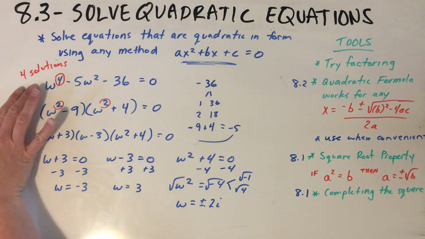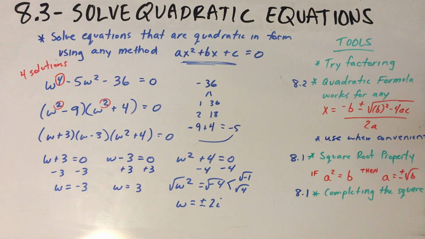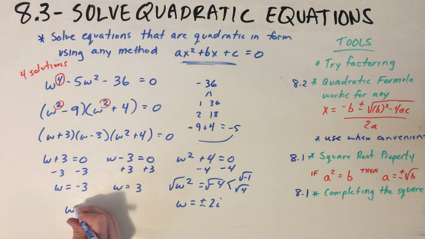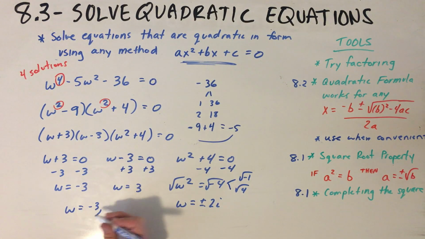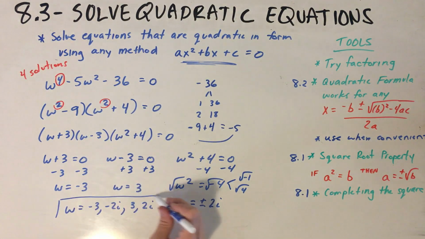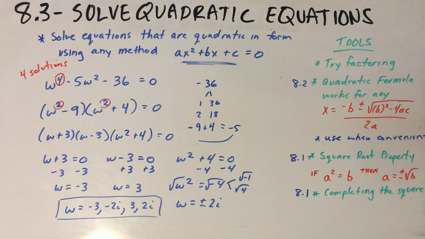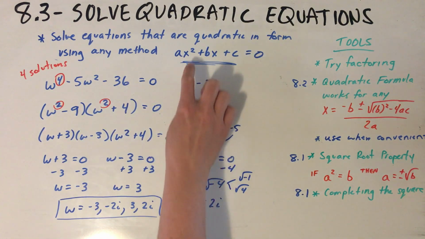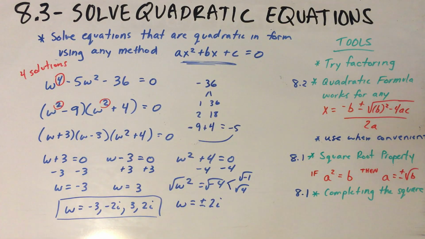So again, when we first started, we said we're going to get 4 solutions here, and we have. The 4 solutions then are w is equal to -3, -2i, 3, and a positive 2i. All right, so those are our 4 solutions. Okay, so here are the 4 solutions that we would get. Again, even if this has a bigger exponent than 2, it's still quadratic in form, which is really important to recognize here.